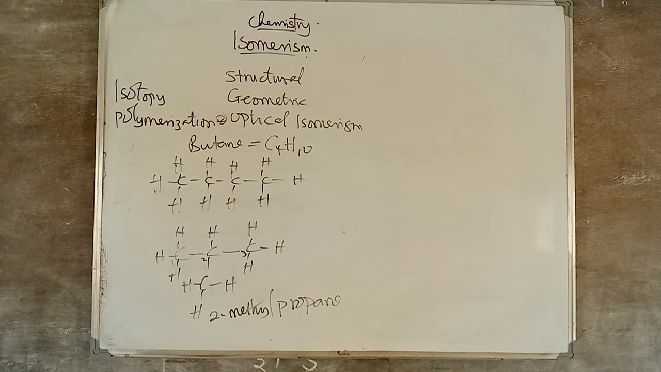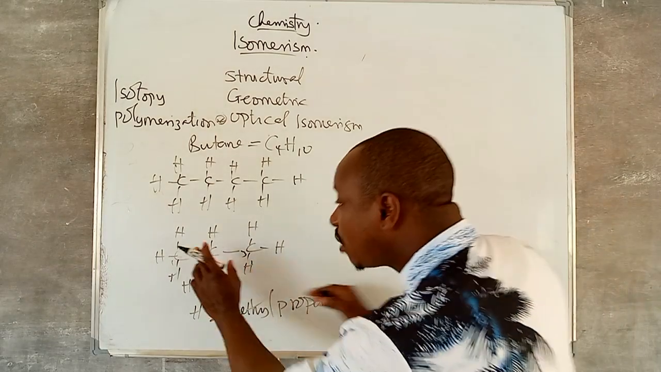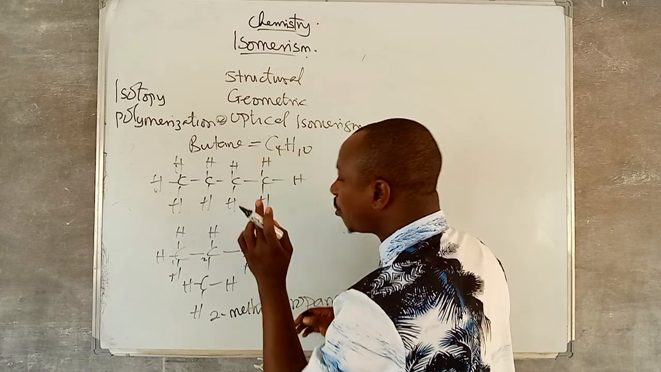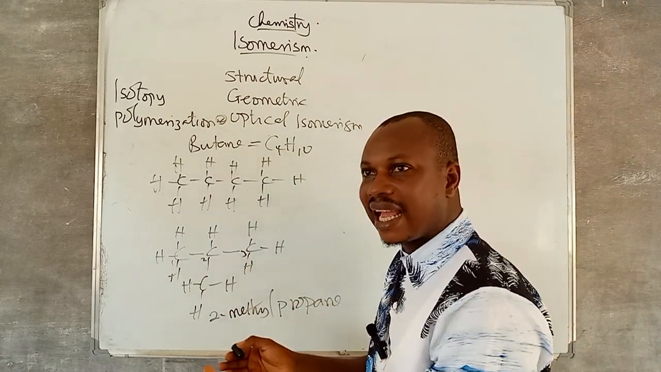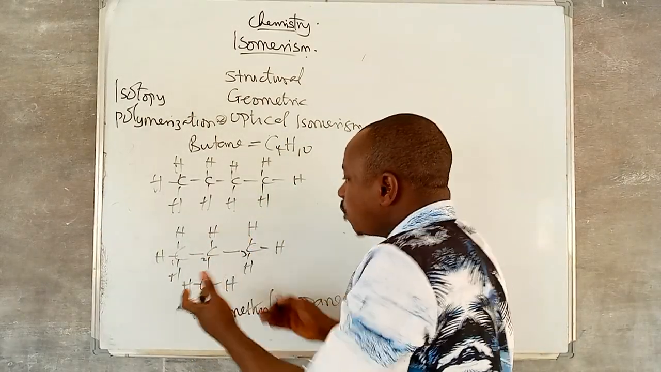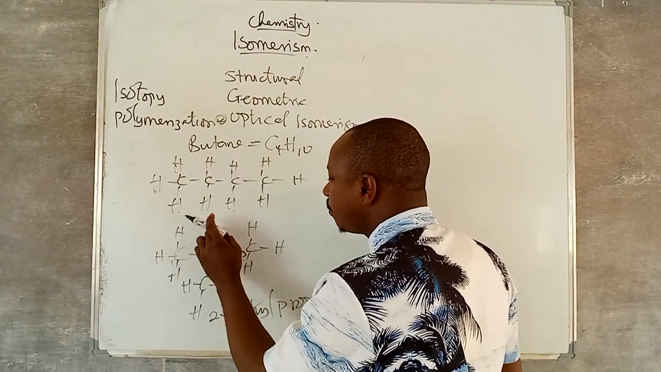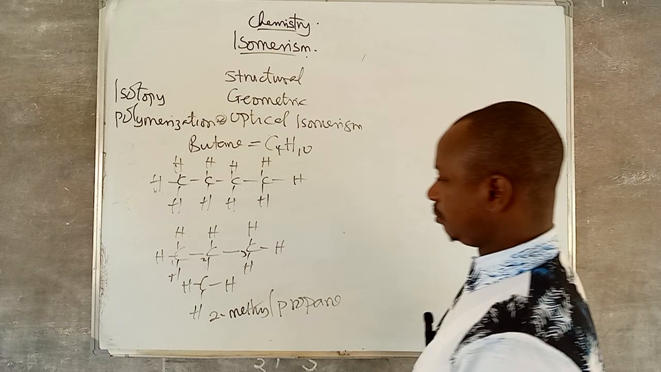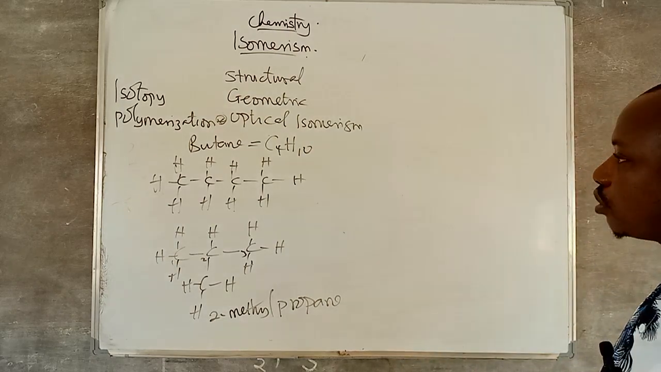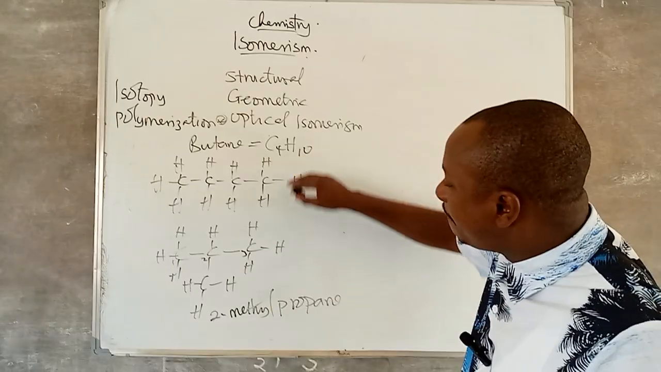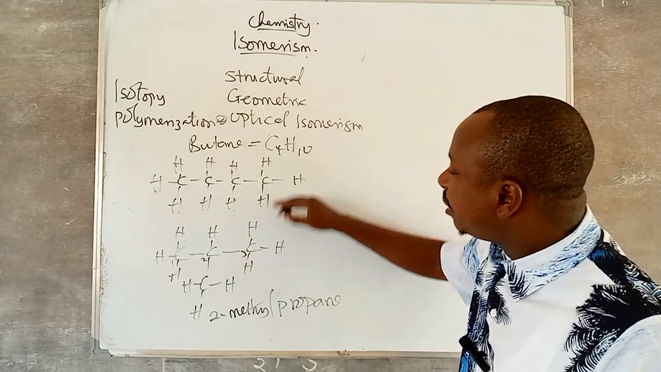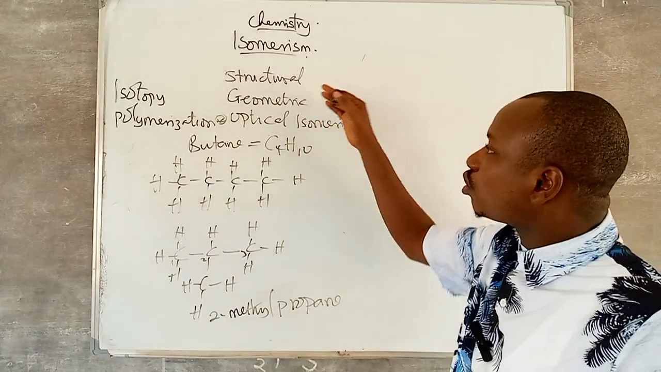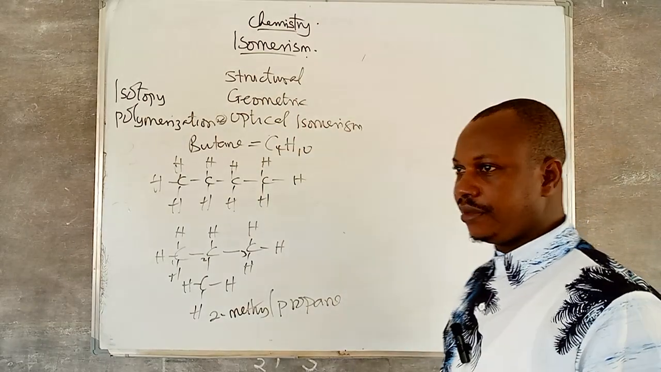So if you watch it carefully, you will see that if you count this one, 1, 2, 3, 4 carbon atoms. Let's count the hydrogen, even though I don't like counting it. All I know is it must be complete. 1, 2, 3, 4, 5, 6, 7, 8, 9, 10. So the hydrogen is complete. They have the same molecular formula, but their structure is different. That is what we call structural isomerism.